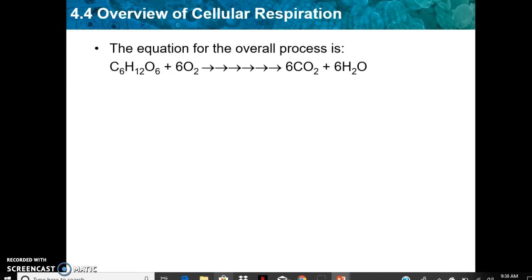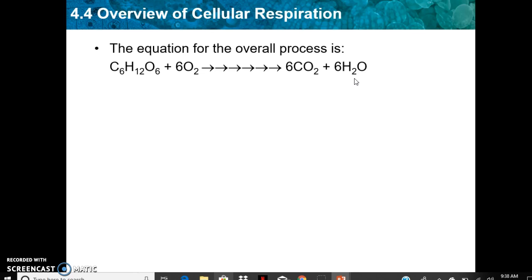So here's the big thing. Here's the big equation for cellular respiration. We have glucose. Remember, this is glucose. We have glucose and 6 oxygen. So 1 glucose and 6 oxygen are going to react to form, and it's going to be in the presence of some things. We'll learn what that is. So glucose and 6 oxygen are going to react to form 6 carbon dioxides and 6 waters, right?